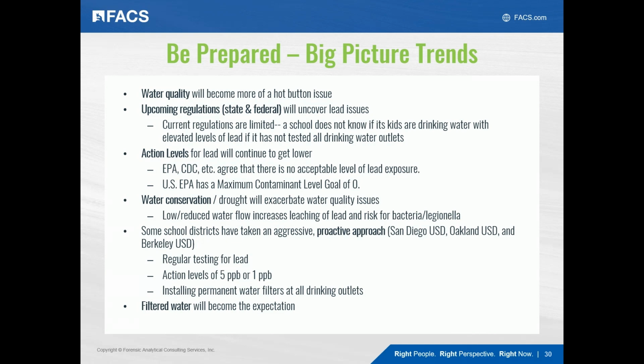And then water conservation and drought is another trend that is going to worsen water quality issues. When you have reduced water flow, that water sits in the pipes longer and has more time to accumulate contaminants like lead and Legionella. As a result, we're going to see an increase in water quality issues in buildings.